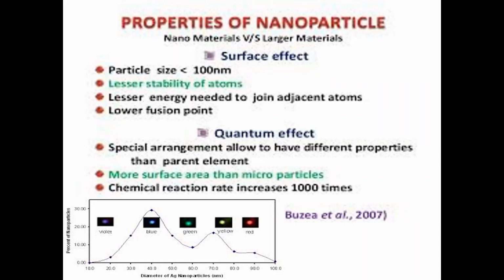So for example, graphene is called a wonder material, which shows very interesting properties. It is a better conductor of electricity than copper.